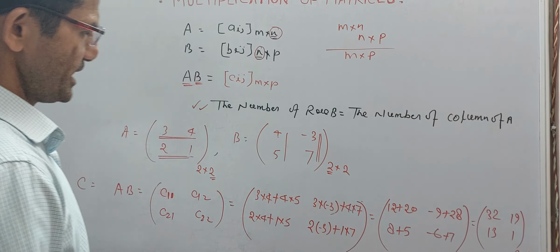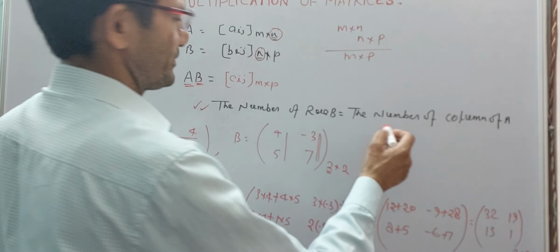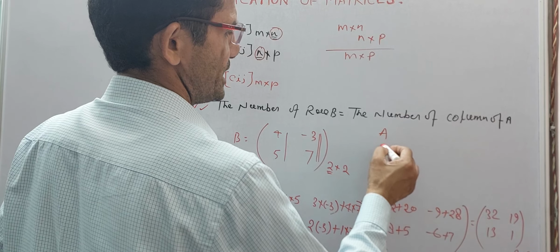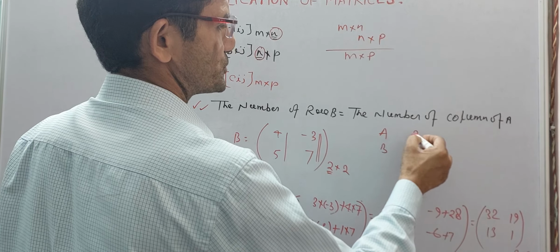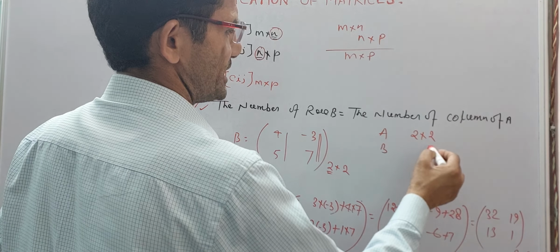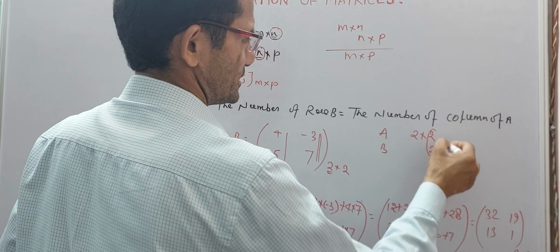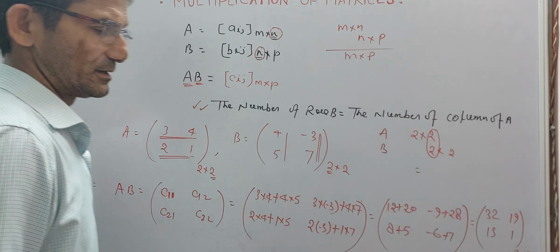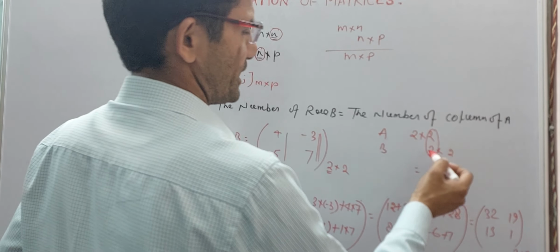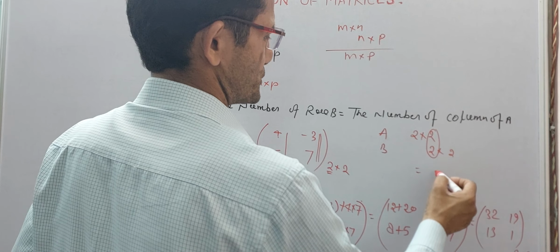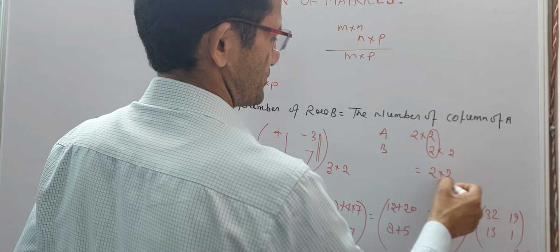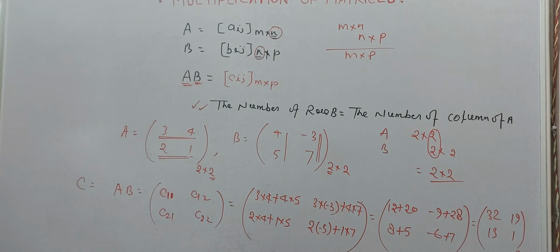So the final result we have: this is matrix A and matrix B. Matrix A had the order 2 cross 2, and matrix B also 2 cross 2. The middle ones are not taken, so the final order will be 2 cross 2. So that's why it is of order 2 cross 2. So for such matrices it is possible.